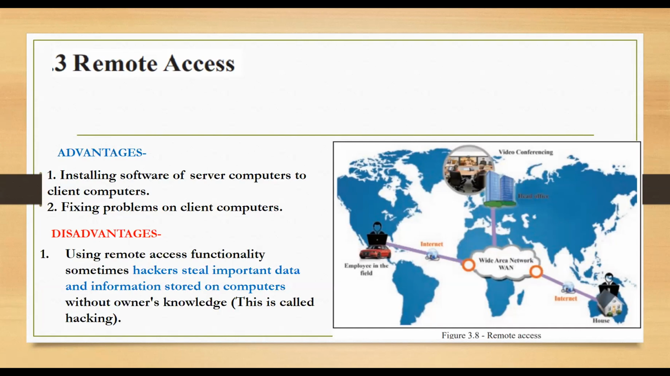So that we call remote accessing method. So there are so many advantages. What are they? වාසි තියෙනවා. ඒ වගේම there are big disadvantages also there, right? Installing software of the server computers to client computer, right? So by using the remote access method, we can install some softwares, right? Of server computers to client computer.